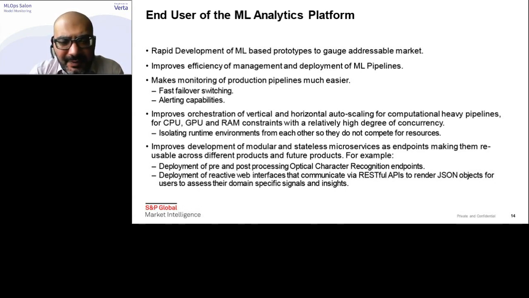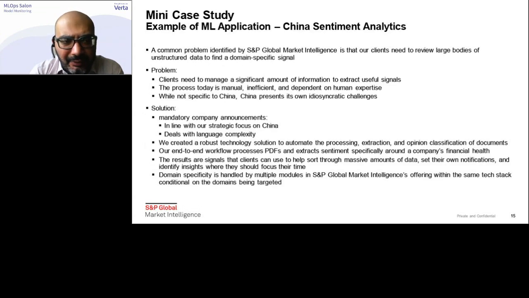And generally speaking, the example I'm going to go through is an example of using stateless microservices. And in this case, it is a machine learning NLP pipeline trained on Chinese language disclosures. I'll give you a bit of reasoning behind why it's there, what we did, and then what's the output that a user would see, right?